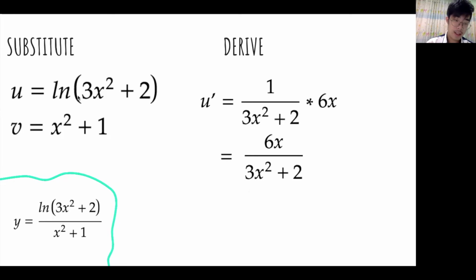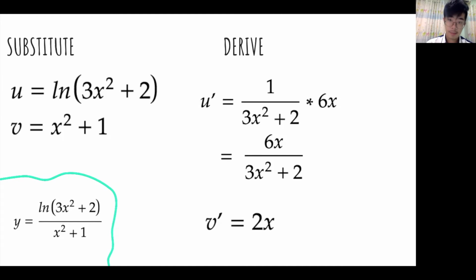Now to differentiate v, we're going to have to differentiate x squared, which is going to be 2x. Now we don't have to differentiate 1 because 1 doesn't have any x values present, so you're going to get a 0 from it, and 2x plus 0 can just be written as 2x.